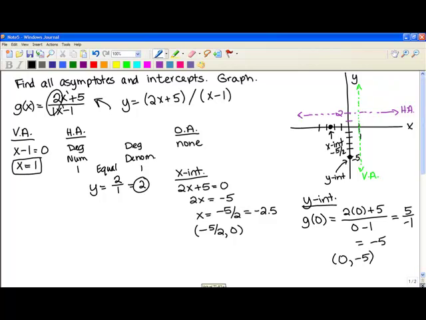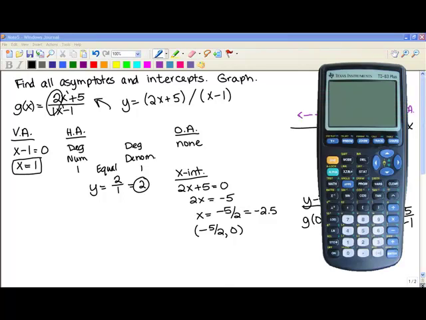First, I'm going to graph it using the TI-83 calculator because the 83 and the 84 graph the functions a little bit differently. I'll show you both calculators. So first, I'll press the y equals key, type in 2x plus 5 divided by x minus 1. I'm going to press zoom number 6 and use a standard window.